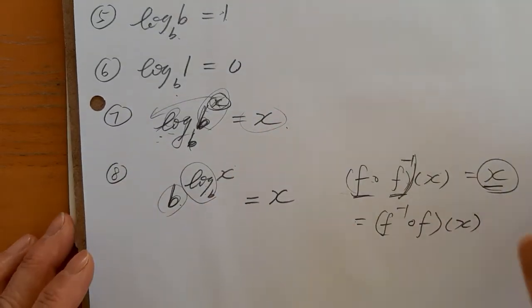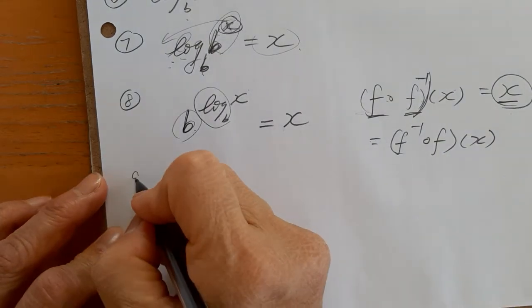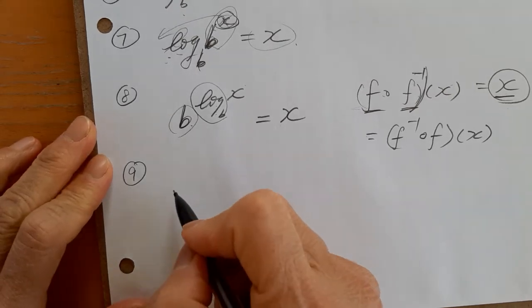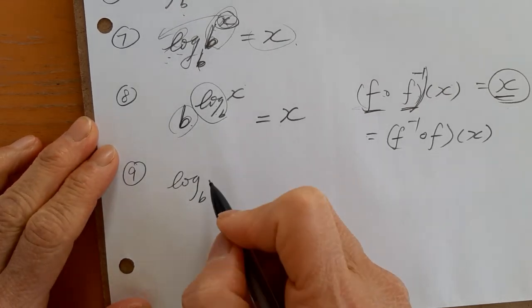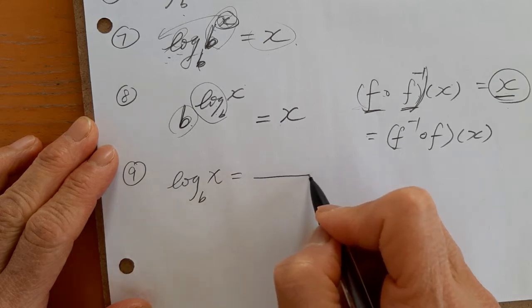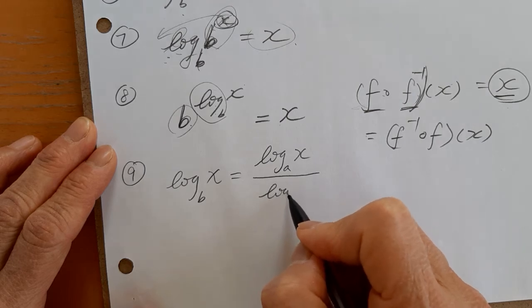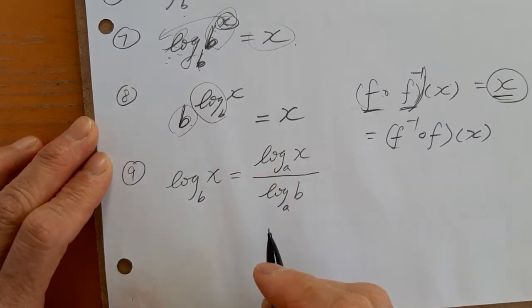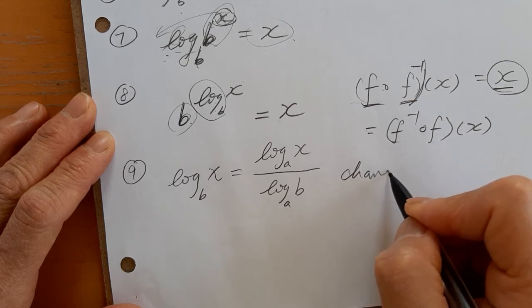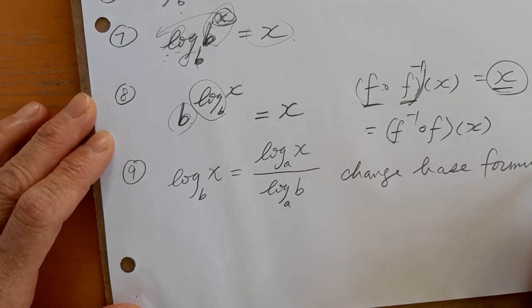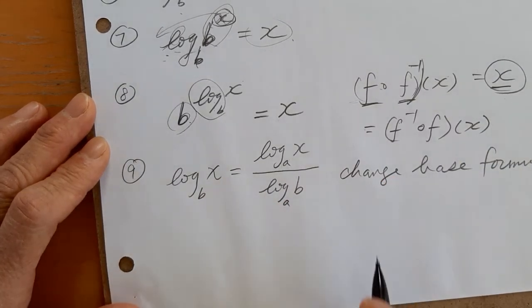And another one is what we call the change of base formula. I didn't cover that formula, and we don't have it in the homework questions. If given a logarithm, you can always change it to another base, like base a. This is what we call the change of base formula. You can change from base b to base a.